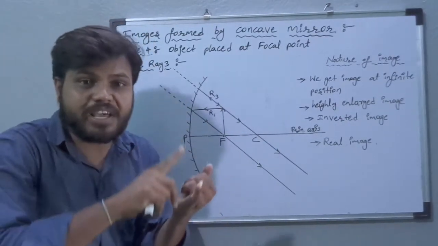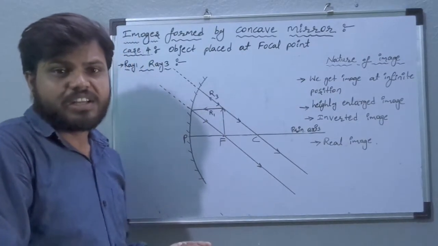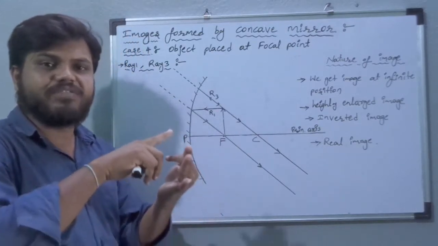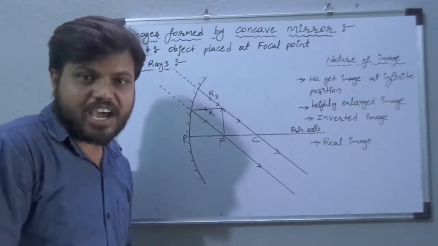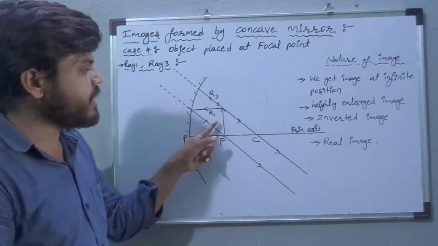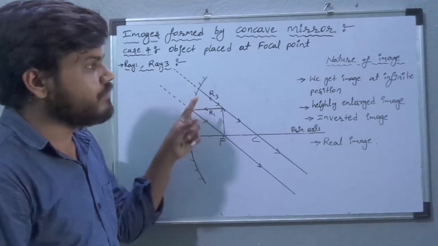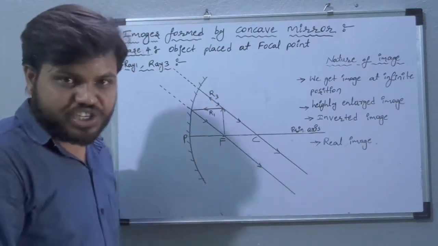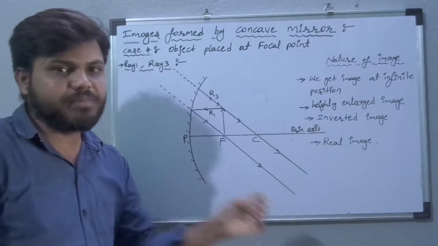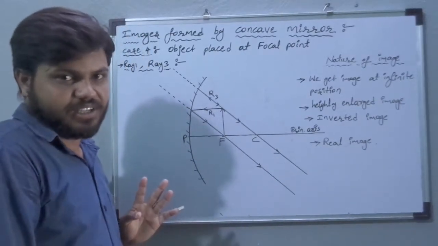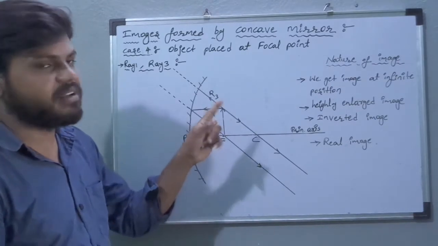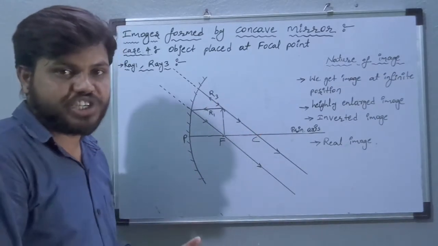Okay, we get the image at an infinite position. The size of the image is highly enlarged, the image is inverted, and it is a real image. I am repeating: if we place the object at the focal point, we get the image at an infinite position, highly enlarged, inverted, and real. So when I place the object at the focal point, we get the image at infinity.